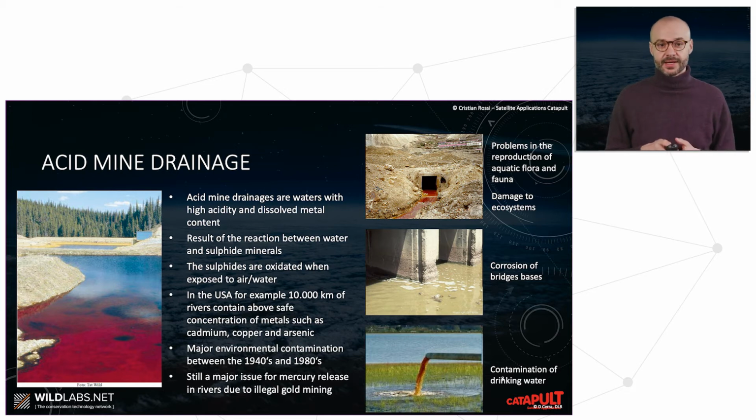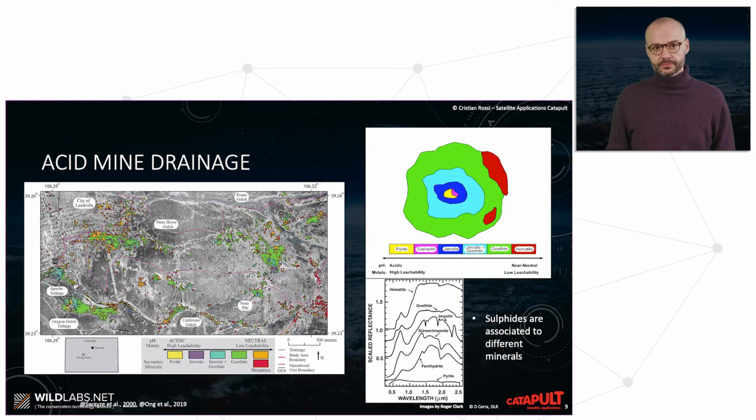Just as a statistic, in the US there are 10,000 kilometers of rivers that contain above-safe concentrations of metals due to these operations. And it's still a major issue in some countries due to, for example, illegal gold mining and the release of mercury into the rivers. So those are all huge environmental issues.